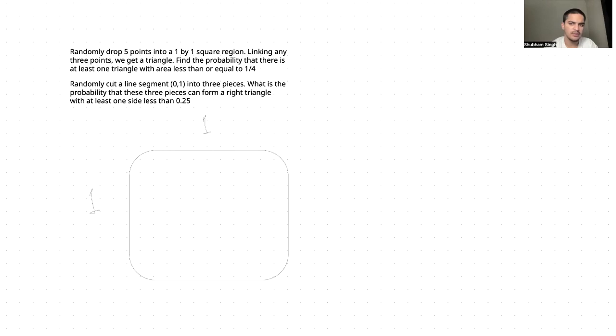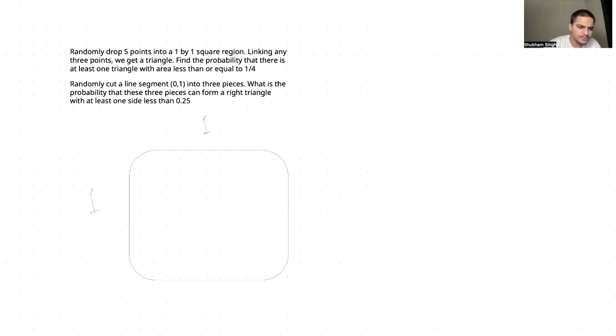The reason that I have coupled both of these questions together is because I think if we solve some part of the second question, we can solve the first question very easily. So we need to find that there is a triangle with area less than or equal to 1/4, given 5 points.